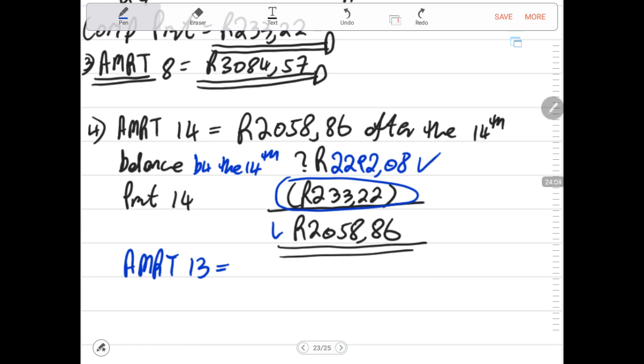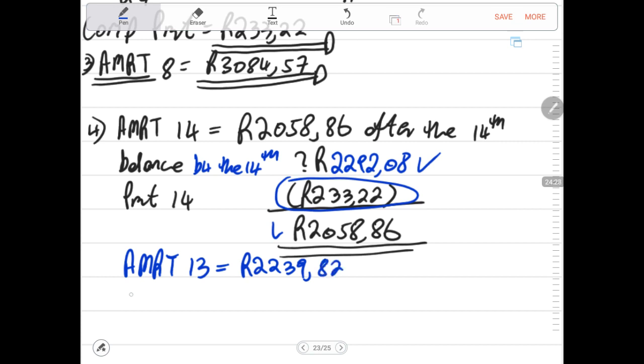Now we don't want 14, we want 13. Then you say 13, then enter. After I said enter, you scroll down. Now when you say amount 13, we get the balance after the 13th payment was made. It is 2,239 rand 82 cents. So this is the balance after the 13th payment.